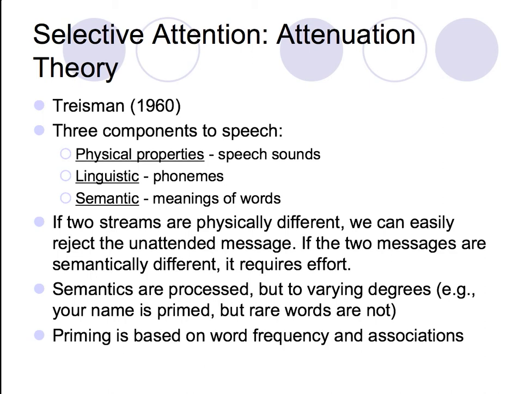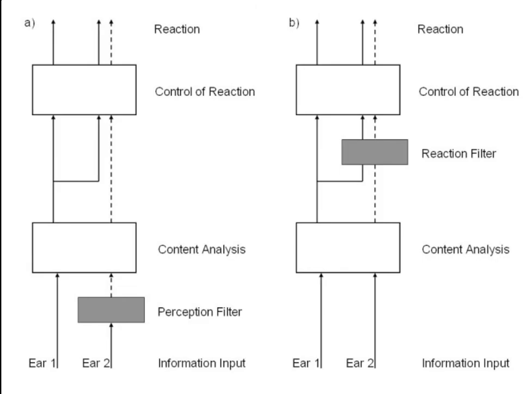And I'll give you an example of why you might process your name. Your name is considered a primed word, and priming just means that you have a lot of history, which would lead to an easy ability to detect that word. Priming is based on word frequency and associations between that word and meaningful things in your life. This is Anne Treisman's theory, a little cartoon showing that perception for some things might be blocked quite early, and perceptions for others might make it past a stage of content analysis and get blocked later.